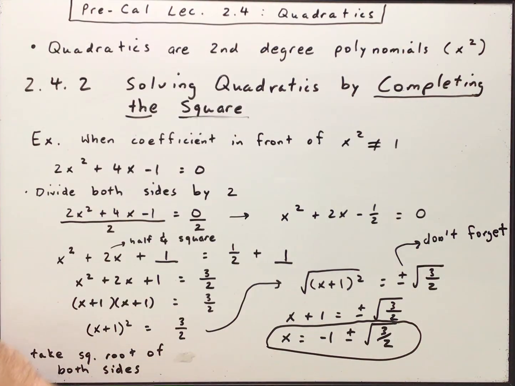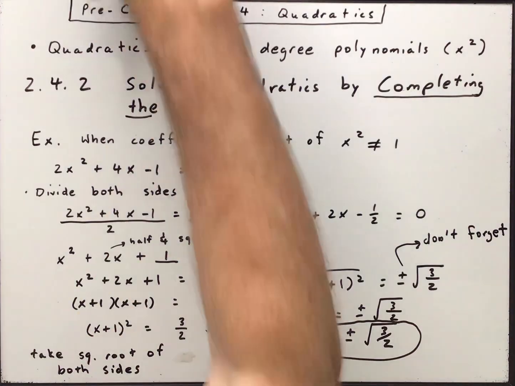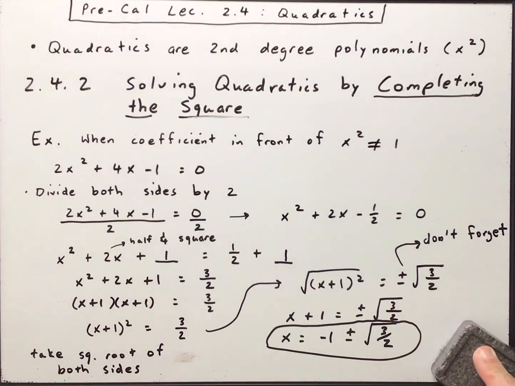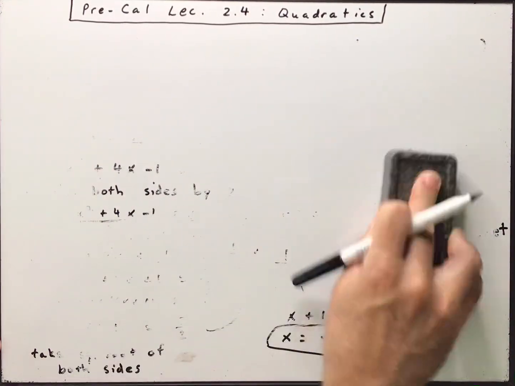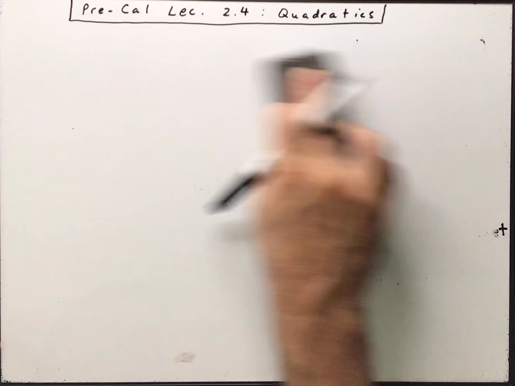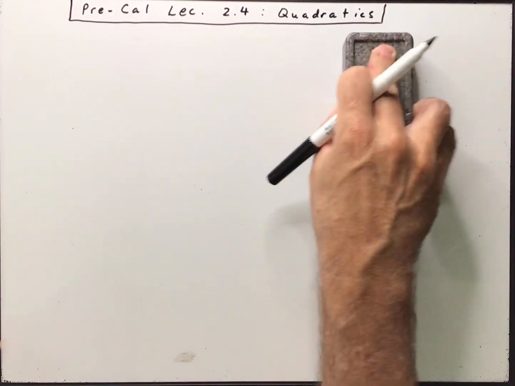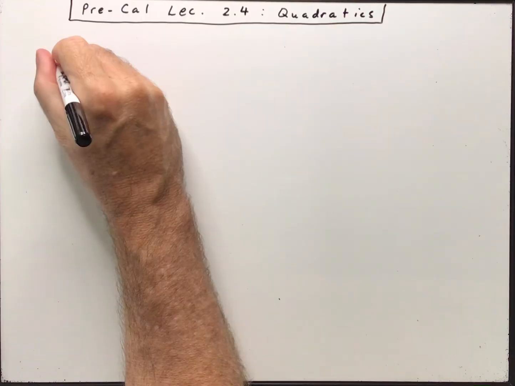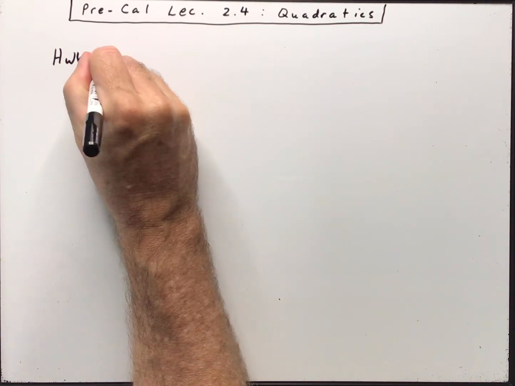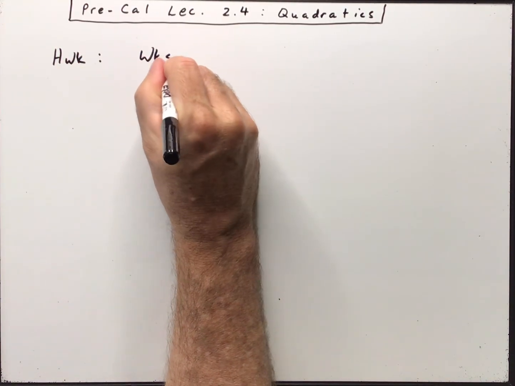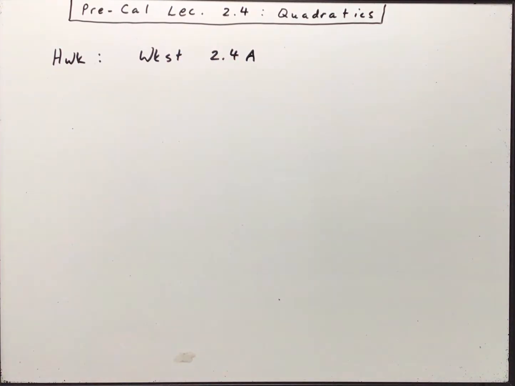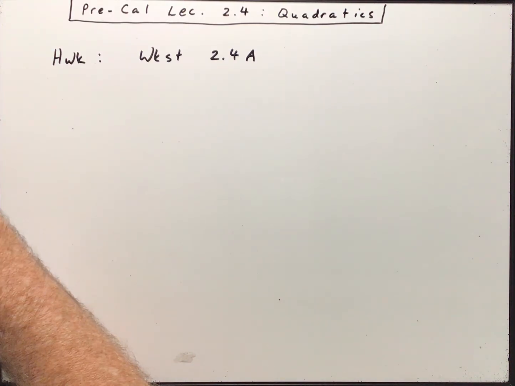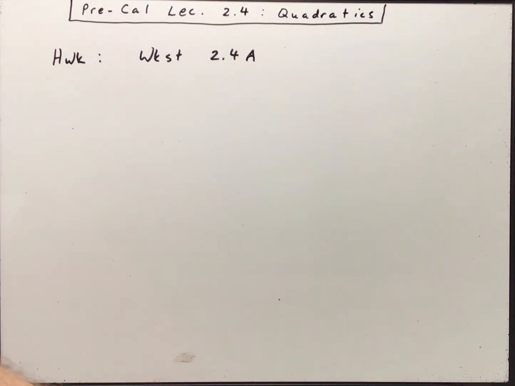Okay. So let's talk about the homework. So the homework is worksheet 2.4a. There is no 2.4b. I thought there might be when I developed these worksheets a long time ago, but never came up with a 2.4b, and I didn't change it.